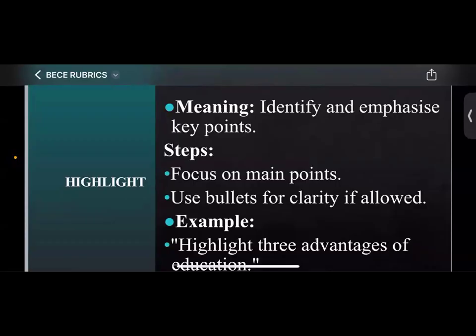Some will be required that you bullet them, but it should be more than a sentence because you are not stating and you are not mentioning. You are highlighting. Just give me about 2-3 sentences that would give an answer to a question. That's all they are looking for with the highlight.